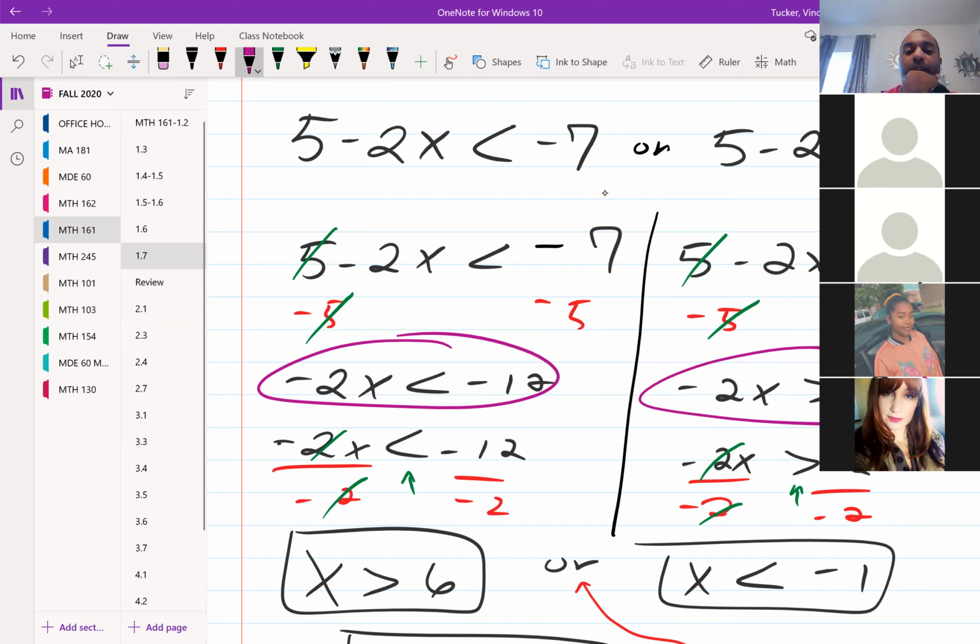Divide both sides by negative 2. And don't forget, whenever dividing by negative or multiplying by negative, we have to change our inequality or flip it. So it goes from less than to greater than. So that's why I have x is greater than 6. And then on the other side, it goes from greater than to less than. That's why I have x is less than negative 1.